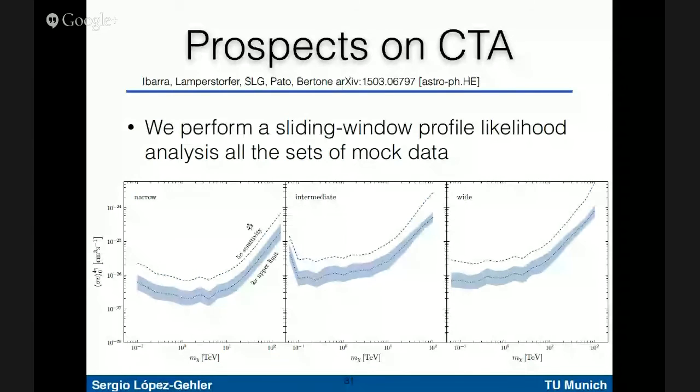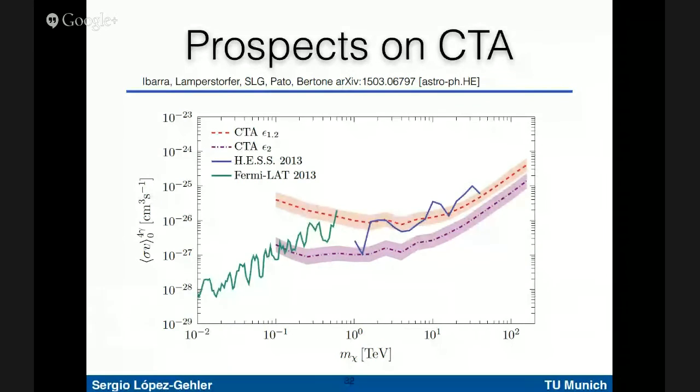Here I'm also showing the sensitivity I would get in order to claim an observation, a detection of a gamma-ray box using the CTA. Here I'm showing joint limits drawn by different experiments, the Fermi-LAT, the H.E.S.S. experiment, and here is the CTA telescope with different window widths. These two sets of limits that we've drawn. This is for the narrow case.